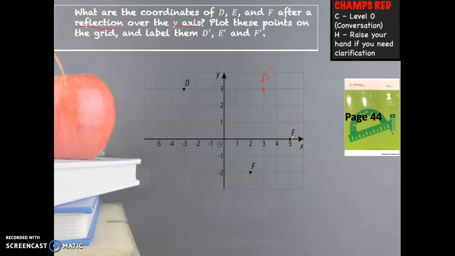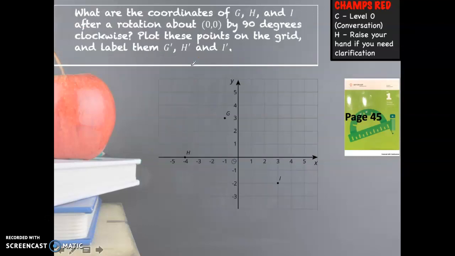E, I'm going to get a lot of questions on E. If we're reflecting over the y, you're still going this way. If our x is +5, well, our x is going to be -5, okay? I'll leave F for you, but I want to make sure you have a better understanding of how we use the coordinates and the grid for reflection.